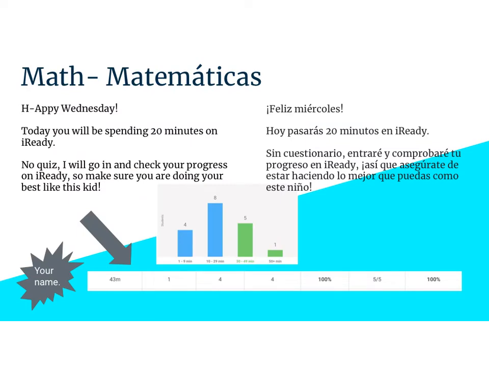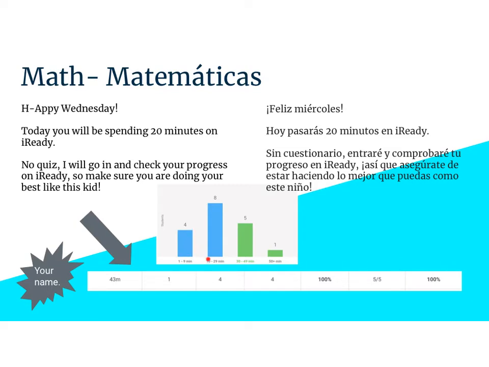All right, so for math today, like I said, happy Wednesday. You're going to be spending 20 minutes on iReady. No quiz. I will go in and check your progress on iReady, so make sure that you're doing your best, like this kid. This is actually some results from one of you last week. A young lady who spent some time and actually did what she was asked to, spending a little time on iReady each day. So your name will show up here on the end in a little white box when I go in there. I'll be able to see how many minutes you've spent on it. And then through here, it'll tell me how many lessons you've done total. I'll be able to see right here she had done 5 lessons and passed all 5 of them at 100%. She did very, very well.